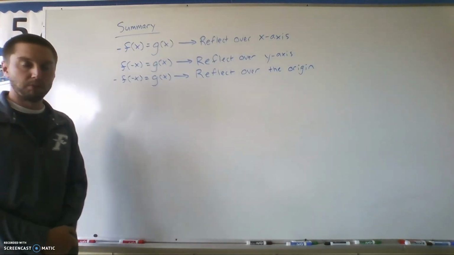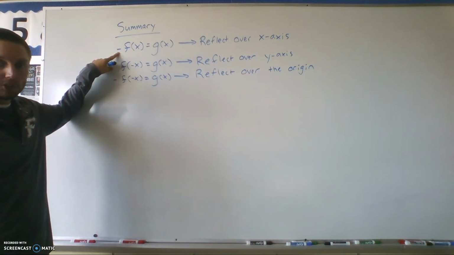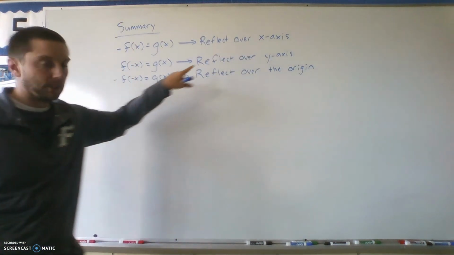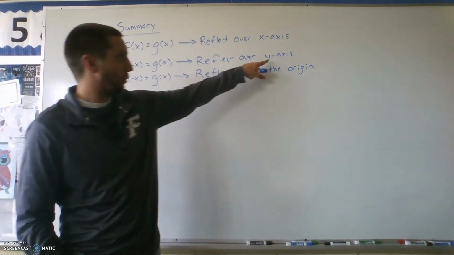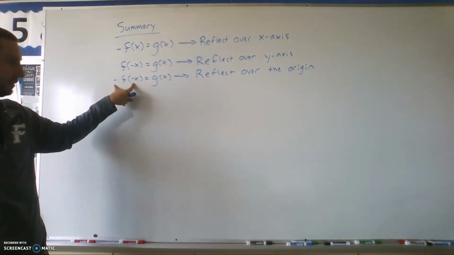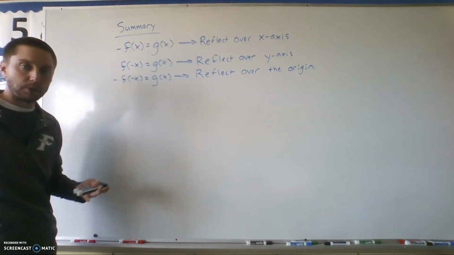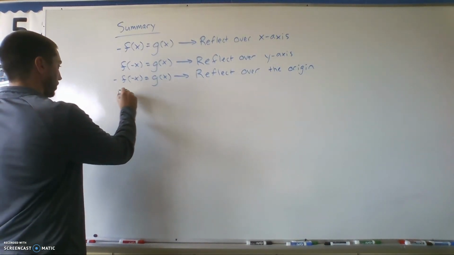Okay, so here's a summary of what we've learned so far today. If I throw a negative out in front of the function, affecting the outputs, that's going to be a reflection over the x-axis. If I throw a negative in front of the inputs, that's going to be a reflection over the y-axis. And if I throw a negative in front of both, then that's going to be a reflection over the origin. Okay, so how are we going to use this? Well, let's do an example.